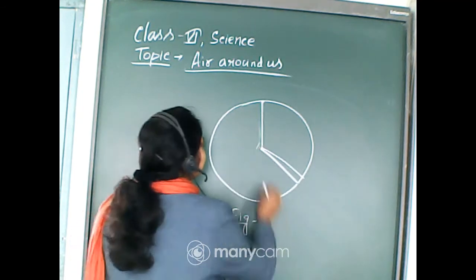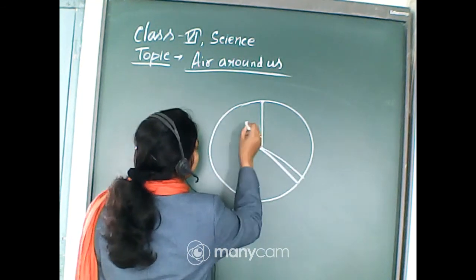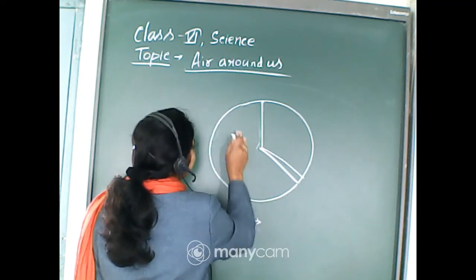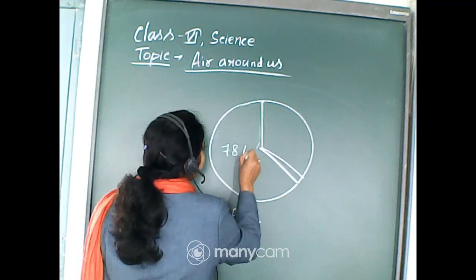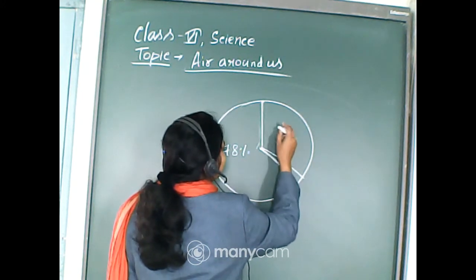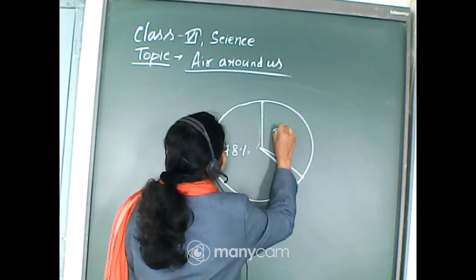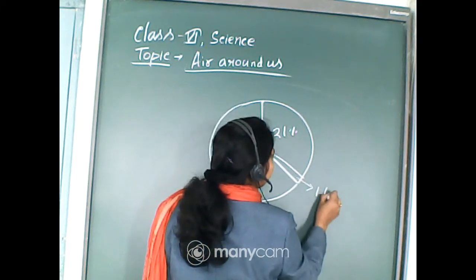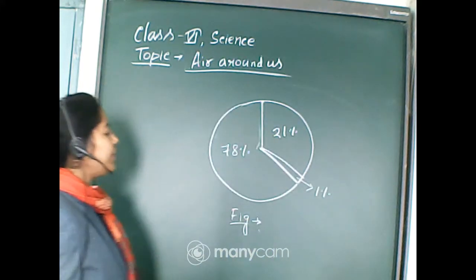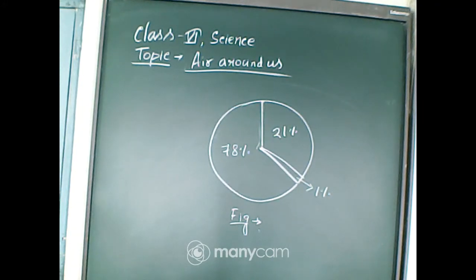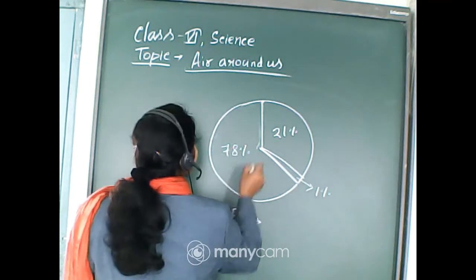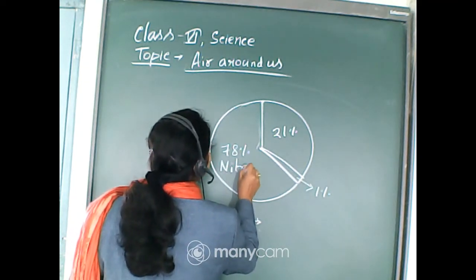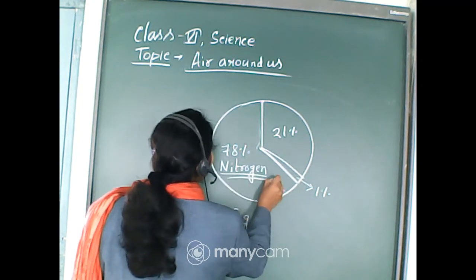Now you can see that this circle has been divided into three parts. This part, the maximum part, is 78%, and this part is 21%, and this part is only 1%. Now it becomes 100%, you can easily see. Here you can see the composition of air. 78% of the air is nitrogen. You have to remember this point, that the main constituent of air is nitrogen.